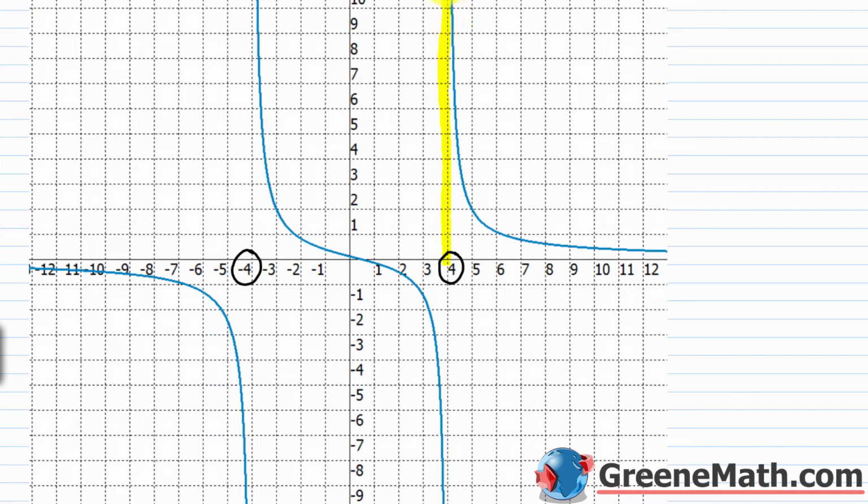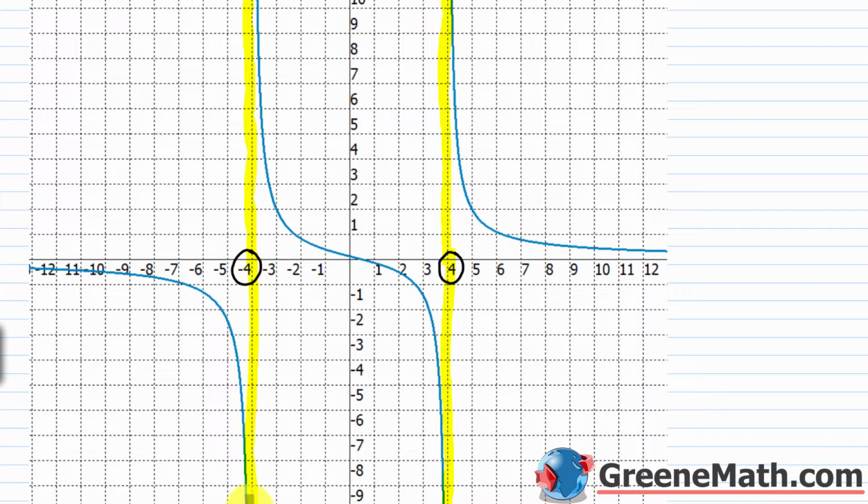Look at the fact that on your y-axis, the graph is never going to actually touch that point. I'm trying to make this as straight as I can. It gets very, very close to that, but it never touches it. And the same thing going down here. It gets very, very close to that, but it's never going to touch it. And then same thing over here. Very close, never going to touch it.